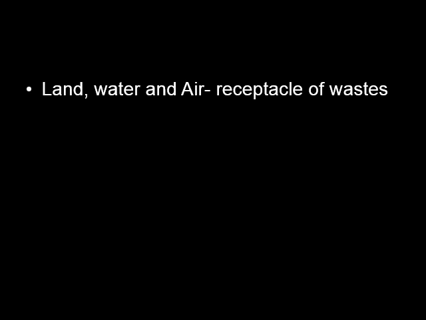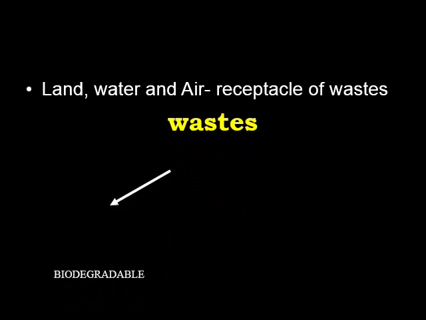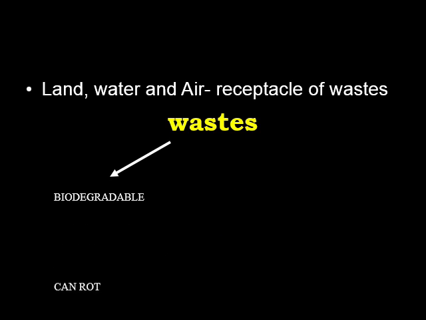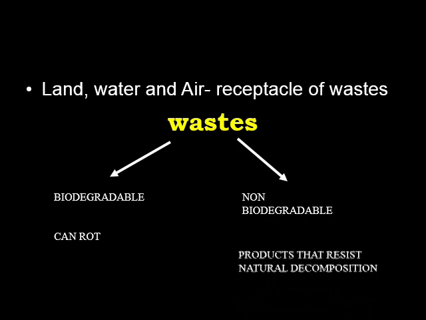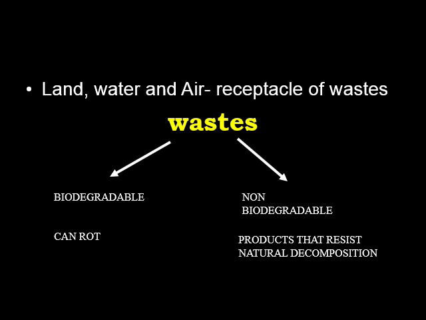Because our land, water, and air becomes receptacle of our waste. So waste can be grouped into two types. We have the biodegradable, those materials that can rot. Can you give me examples of biodegradable waste? Yes, paper. What else? Food leftover, vegetable cuttings, any material that can rot. The non-biodegradable are waste materials that resist natural decomposition. This includes plastics, styrofoam, etc.